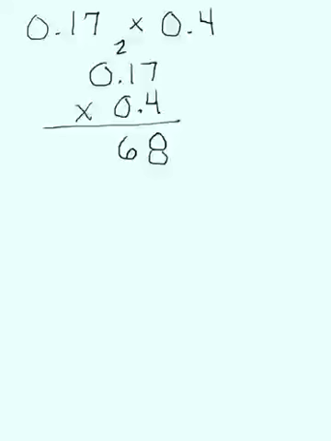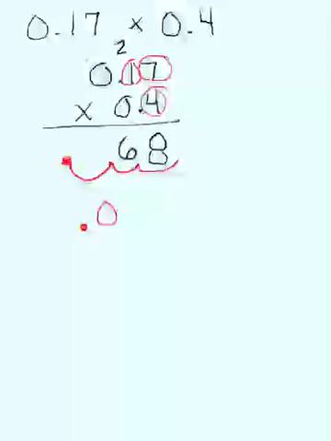Okay, how many numbers are after the decimal in our original? 1, 2, 3, right? Start at the end, start at the back, come in 3. 1, 2, 3. What do you think we have to put in that empty spot? 0. The answer to this one would be 0.068.